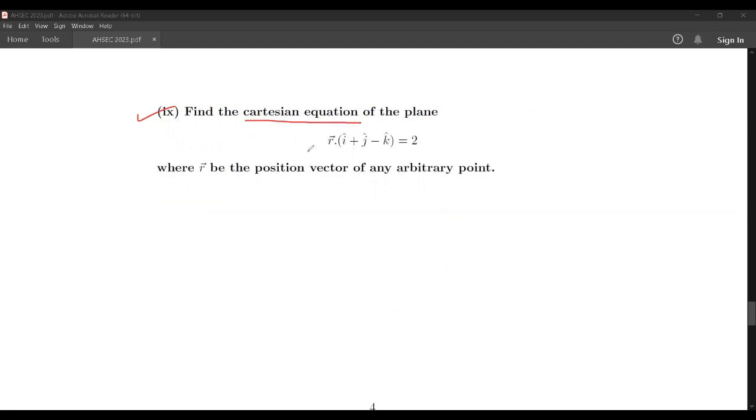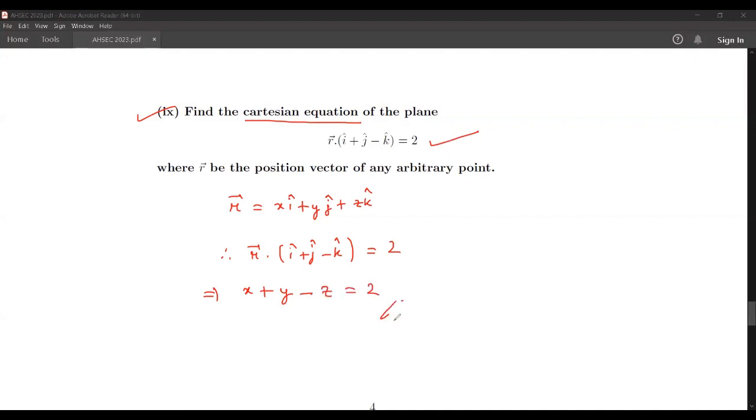So we want to find the Cartesian equation of this given vector equation. We know the position vector r, I can write it as x i cap plus y j cap plus z k cap. Therefore, if you take the dot product of these two, this will be x plus y minus z is equal to 2, which is the Cartesian equation of your plane.